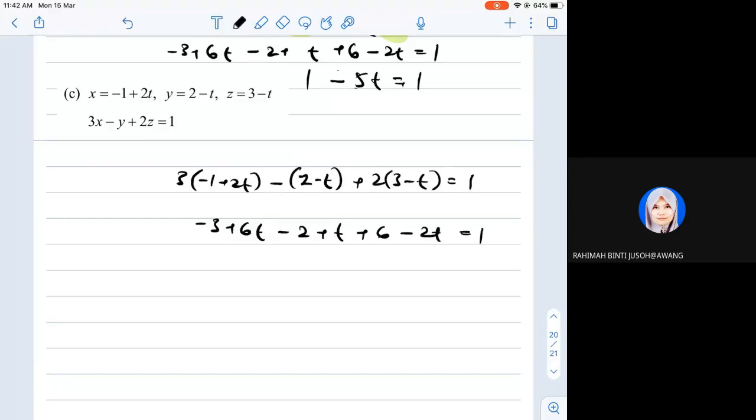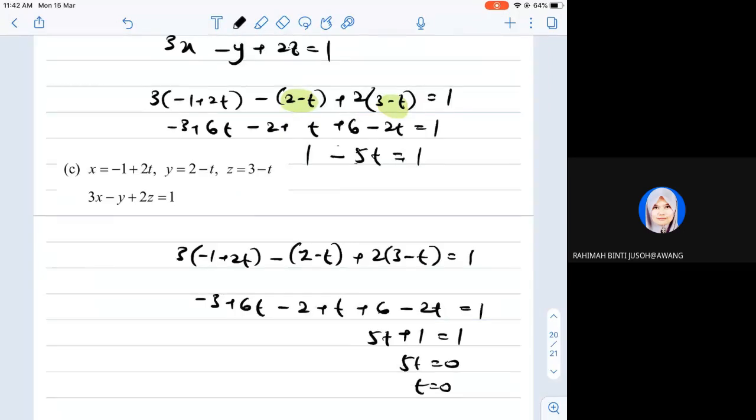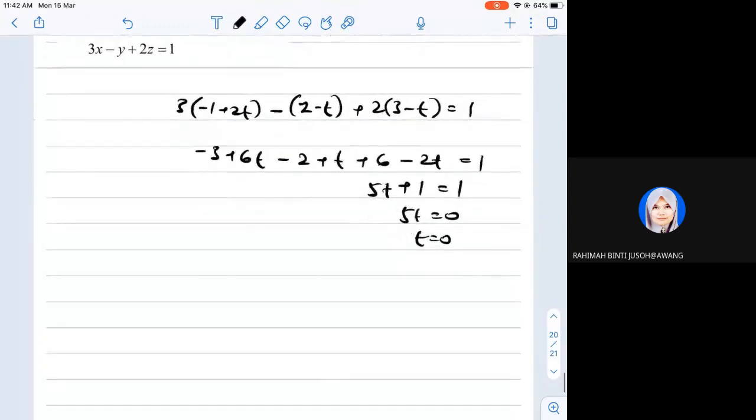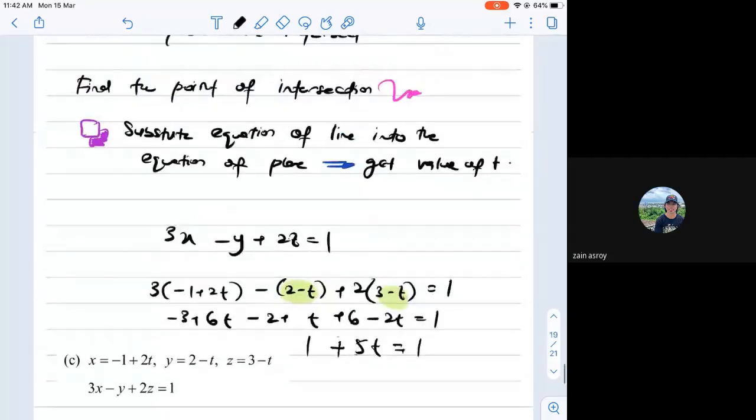Okay, so 6t plus t is 7t. 7t minus 2t is 5t. -3 minus 2 is -5. -5 plus 6 should be 1, plus 1 equals 1. So 5t equals 0, so t equals 0. It was right just now: 6, 7t minus 2t, so 5t. Did you all get the same as me? Don't make mistakes, guys. Yes, the same. This question is very easy.